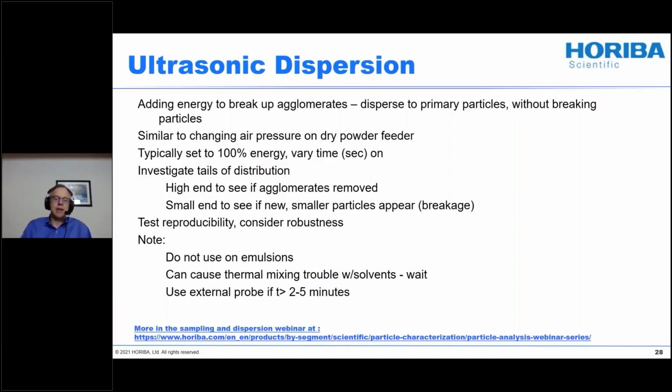Typically, we set this at the maximum energy, and we vary the amount of time we do it. And we look at how the tails of the distribution change. The high end should be going away if I remove agglomerates, and I should see new smaller particles appearing on the small end if there's breakage. You want to look at repeatability.